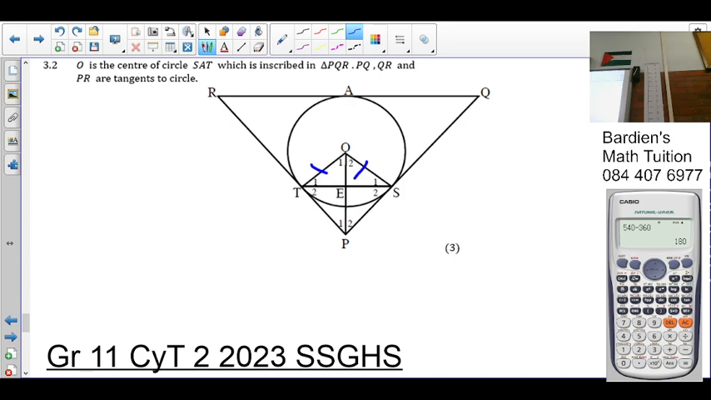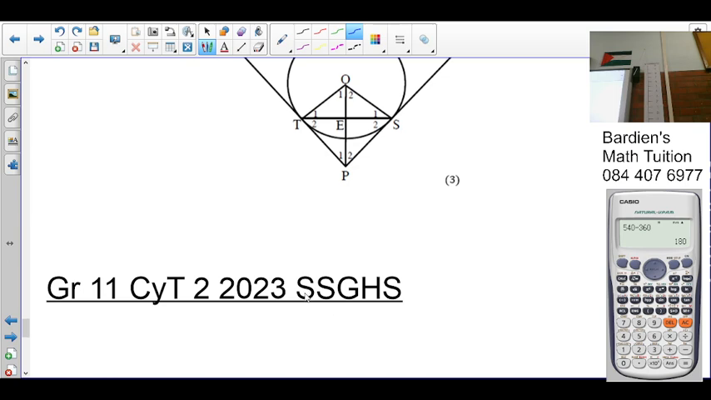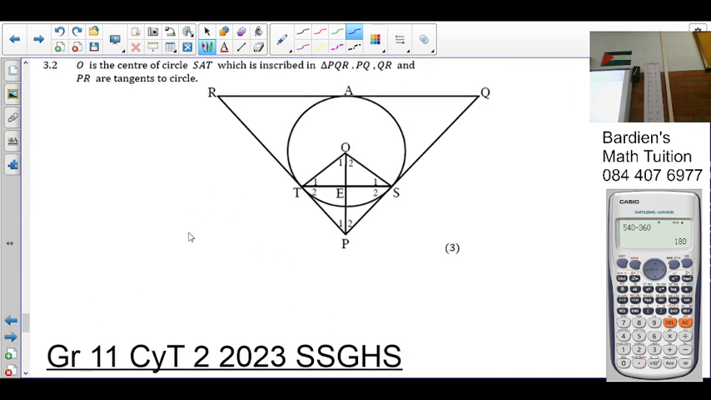Also, if these are tangents, we know that TP is equal to PS. Why? Tangents from a common point. Okay, and many, many things we understand. Right? You can derive from that. Okay. First question says, the 3 marks.